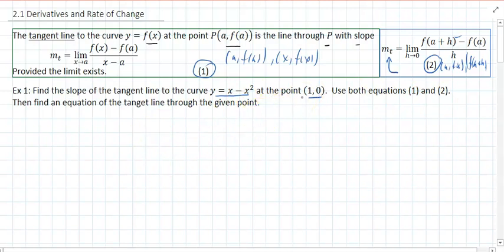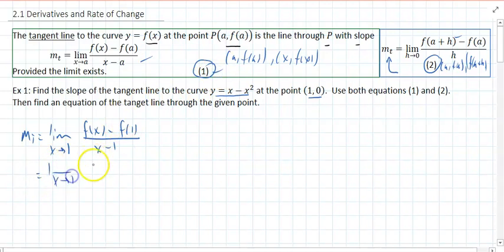So we want to find the slope. The slope of the tangent, let's use the first one. So at the point (1, 0), the slope of the tangent is going to be the limit as x approaches 1 of f of x minus f of 1 over x minus 1. That's number 1. F of x is x minus x squared, f of 1 is 0, over x minus 1.